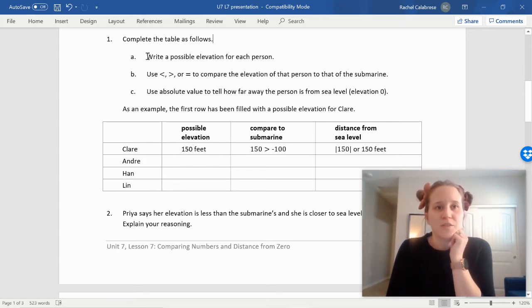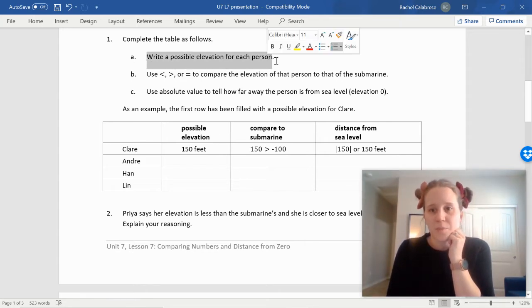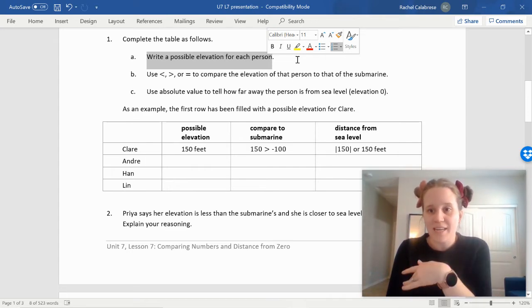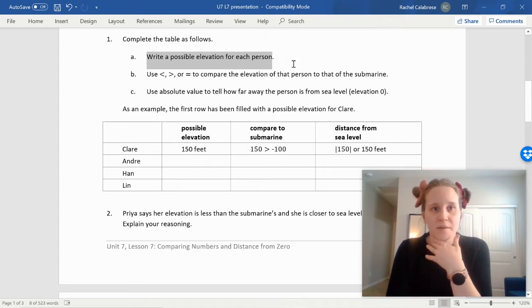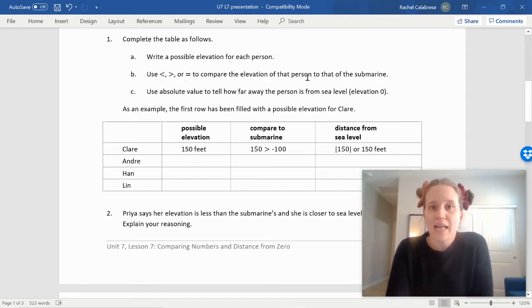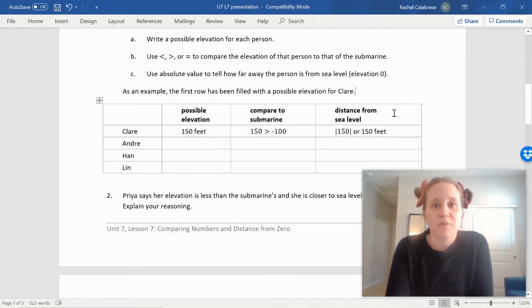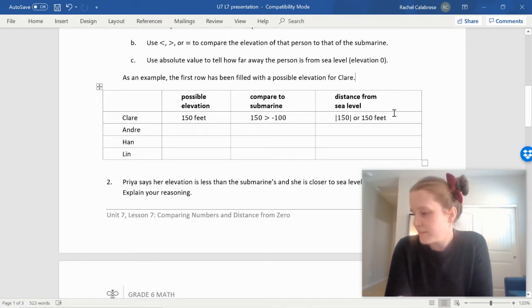Complete the table as follows. We are going to write a possible elevation for each person. No problem. We've already got them on our number line, so this should be quick. Use less than, greater than, or equal to compare the elevation of that person to the submarine. Use absolute value to tell how far away the person is from sea level. As an example, the first row has been filled with a possible elevation for Claire.